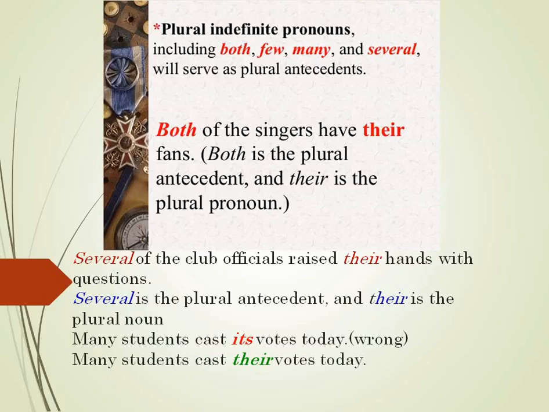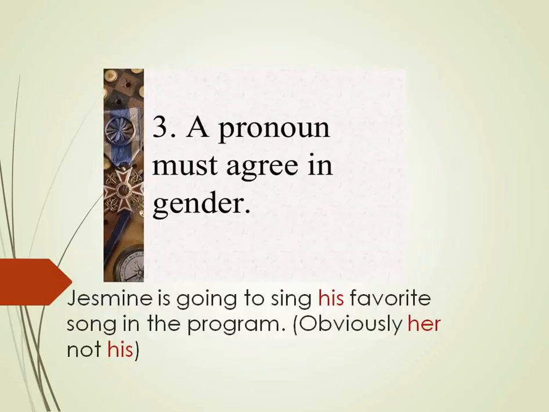Other sentences also. Many students cast its votes today. It's a wrong sentence, because it should be: Many students cast their votes today. Why have I used "their"? Because "many" is a plural indefinite pronoun, and that is why you have to use a plural pronoun like "their". So plural antecedents and plural indefinite pronouns agree together. Now let's look at the next slide. A pronoun must agree in gender. Very important. You must look at the genders also in the sentences. Look at this example: Jasmine is going to sing his favorite song in the program.